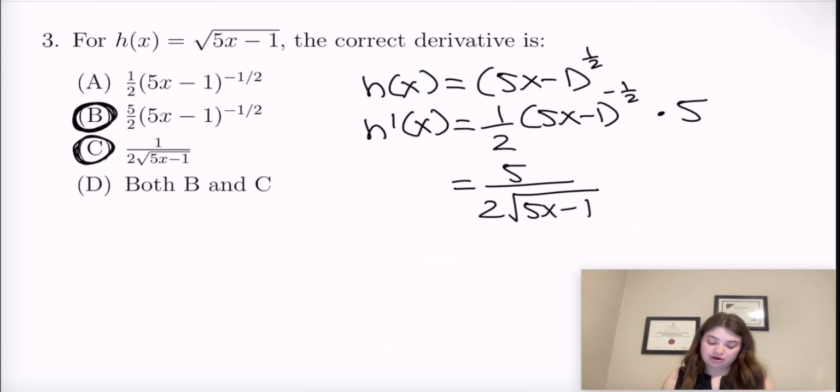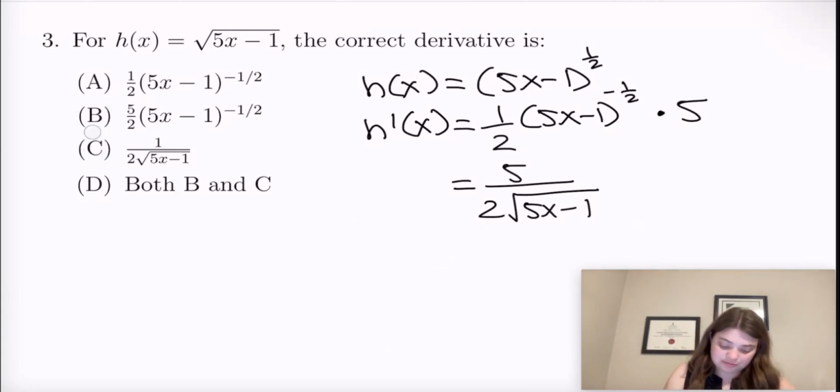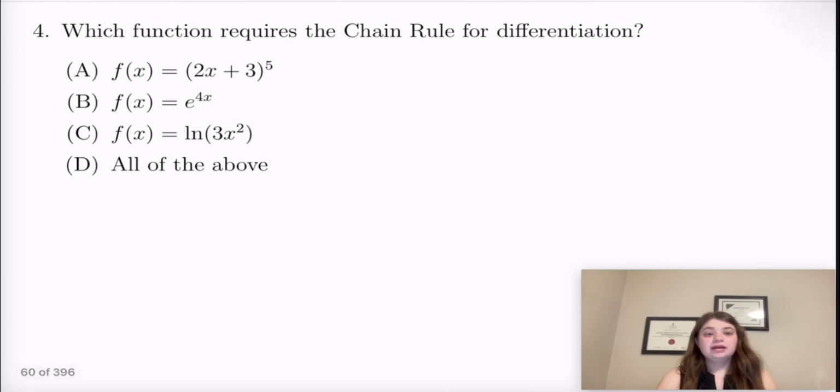A is not quite correct because A forgot to multiply by the 5, so it forgot to take the derivative of the g of x part of the 5x minus 1. So both B and C are correct, which makes D the correct final answer. The next question asks, which of these require the chain rule for differentiation?